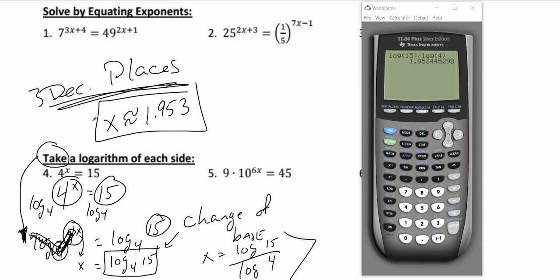1.953. What that means is if I put 1.953 into this x down here, 4 to this power is equal to 15, right? Because isn't 4 to the 2 equal to 16? And this is not quite 2. All right, just think about that's what logs mean, right? That's what exponents and all that stuff ties together. All right, let's go to number 5.